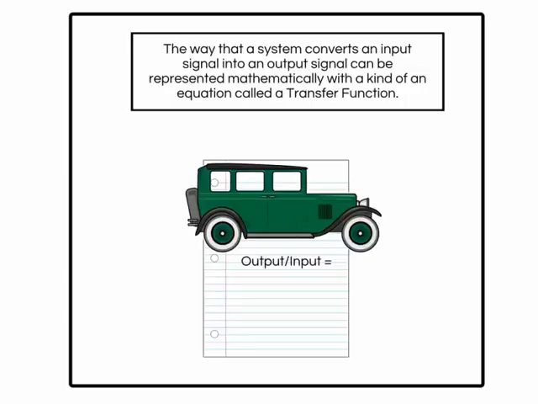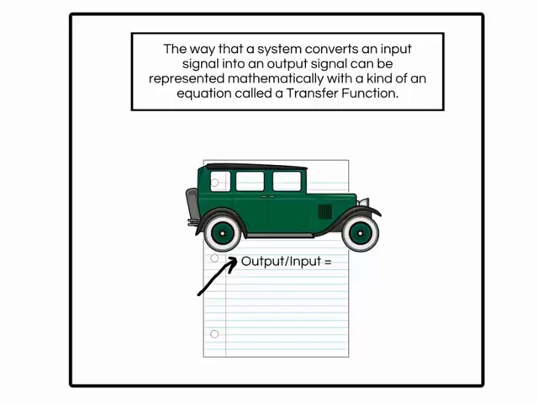So in this example, the suspension system of the car is converting the input signal, the force on the tires from the bumps in the road, into an output signal, the forces experienced by the passengers riding in the car. The way that this system converts the input signal into the output signal can be represented mathematically with a kind of equation that's called a transfer function. The transfer function tells us the ratio of the output to the input.